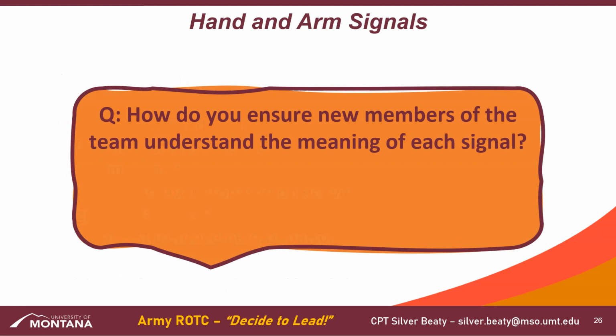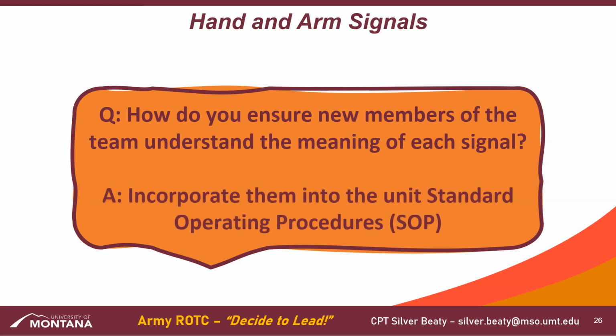So how do you ensure that? How do you make sure that new members actually understand the meaning of each signal? Don't overthink this. You have to incorporate them into your unit's standard operating procedures, also known as your SOP. Most universities have their own standard operating procedures. We allow our MS3s to create their own new ones every year. It's kind of a forcing function for them to think them out and then train the rest of the companies on what those are for the year. It also forces people to use their mental agility in learning new ones each year as well.